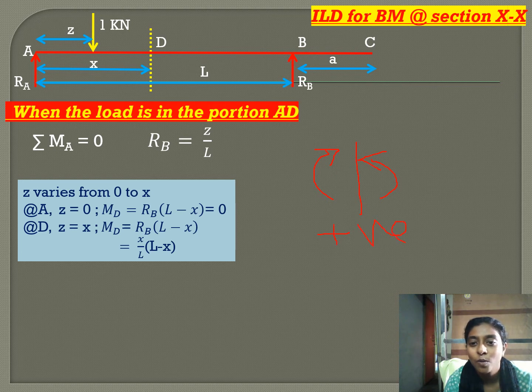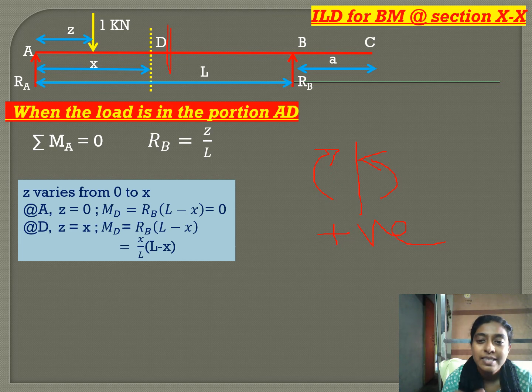So we have only positive ordinates, because when the unit load is in the left of the section, we will consider the right. It is RB into D. So right anti-clockwise, positive. When the unit load is in the right of the section, that is RA into D, left clockwise, that is also positive. So only positive ordinates.